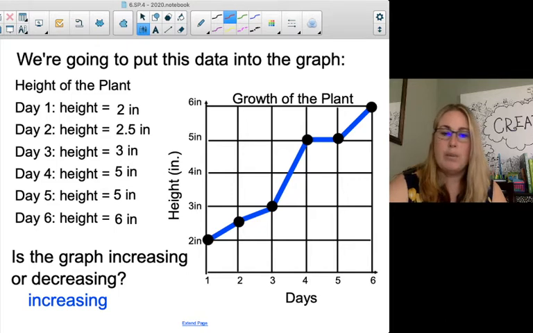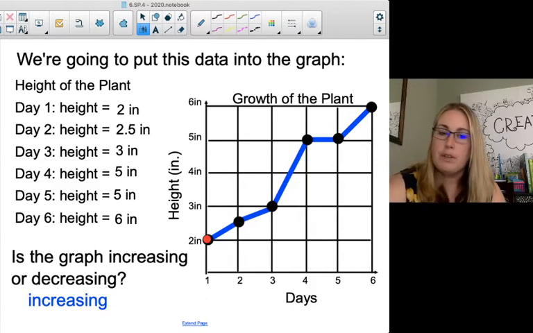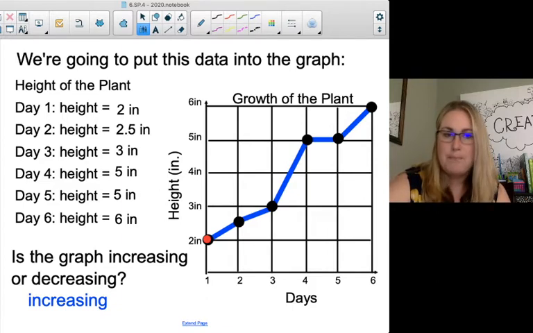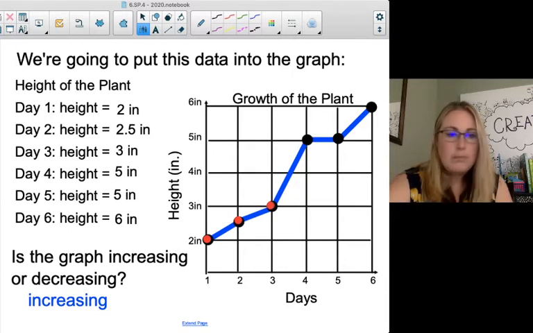So I'm going to go over to day 1 and go up to 2, and that's where that first dot will go. So you will plot your points first, put the dots down, and then you can connect them. Day 2, we go over to day 2 and go up to 2.5, and that's our next point. Day 3 says the height was 3 inches, so we go over to 3 and up 3. Day 4, the height was 5, so we go over to 4 and up to 5. Day 5 is 5, and day 6 is 6.